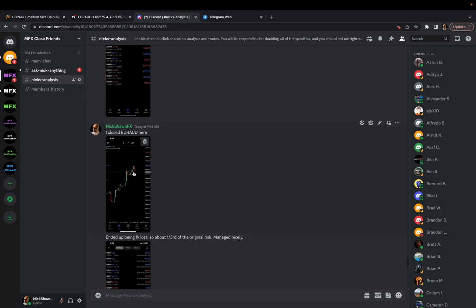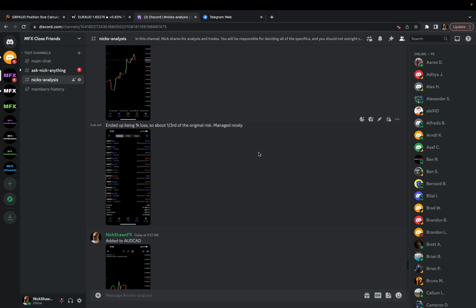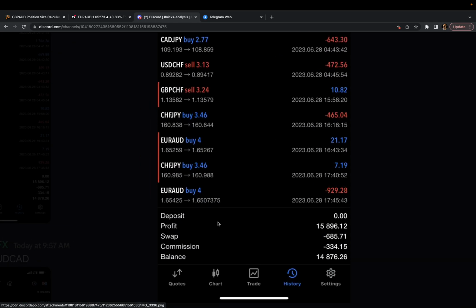And it wouldn't have even hit the stop loss, but this was it right here. Here's the final remaining position. I peeled out of it in pieces. And this was it down here, that 4 lots of Euro AUD. I lost about $900, so about a third of what I risked, which was $3,000.